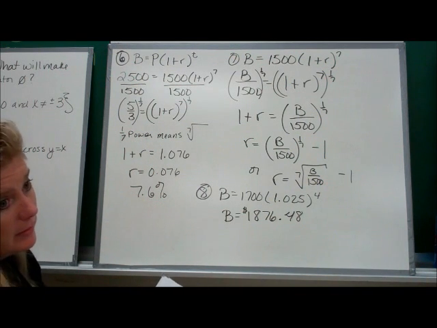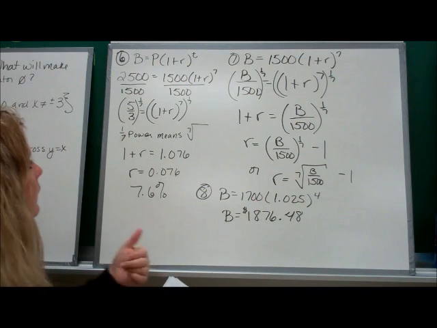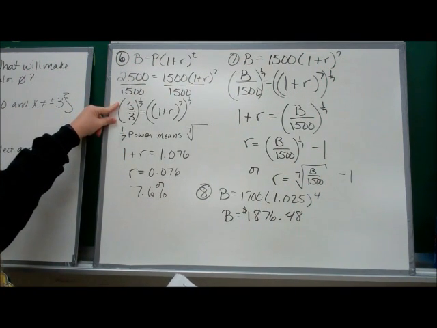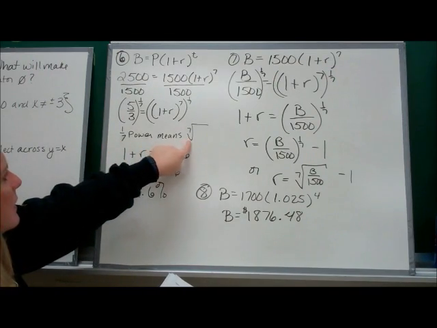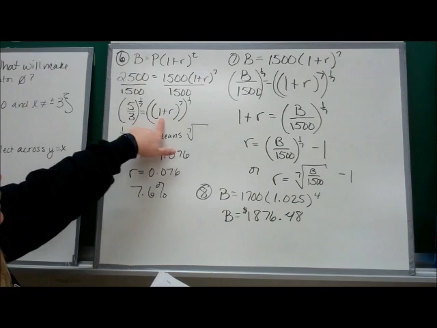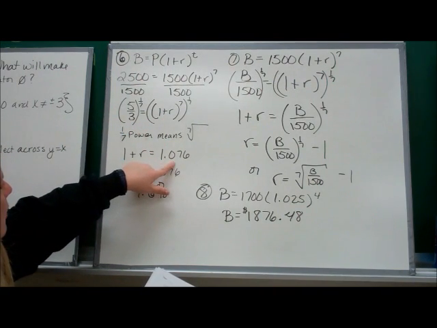And it might even be different than anything that's on your test if you don't do it this way. Okay, I'm using the 1/7 power. Again, 1/7 power means the 7th root. You can do either one. When we get to here, 5/3 to the 1/7 power is here.